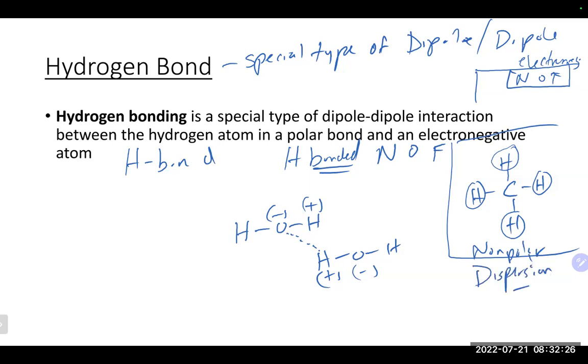So even though something may have a lot of hydrogens in it, it doesn't mean it has the ability to hydrogen bond. That hydrogen needs to be directly attached to a nitrogen, oxygen, or fluorine in order for it to participate in hydrogen bonding. Any questions on that there? So in terms of the different types of forces, hydrogen bonding is actually the strongest.